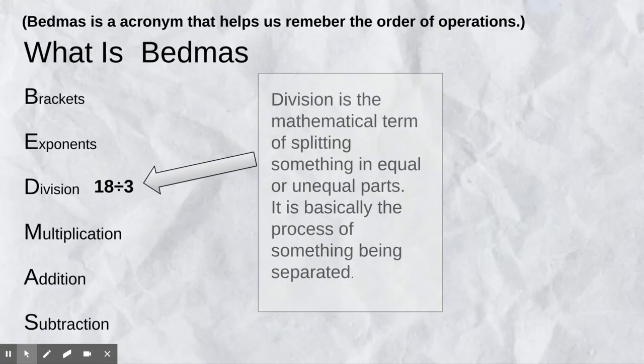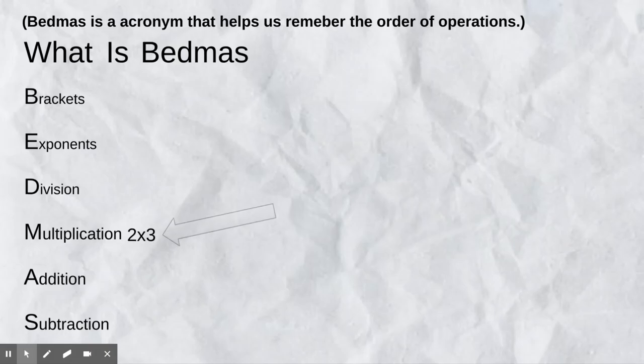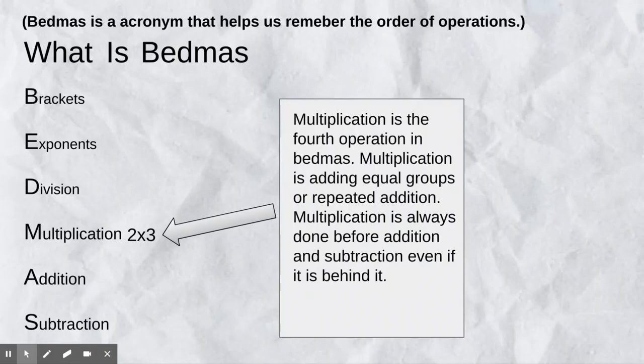Division. Division is the mathematical term of splitting something into equal or unequal parts. It is basically the process of something being separated. Multiplication. Multiplication is the fourth operation in BEDMAS. Multiplication is adding equal groups or repeated addition. Multiplication is always done before addition and subtraction, even if it is behind it.